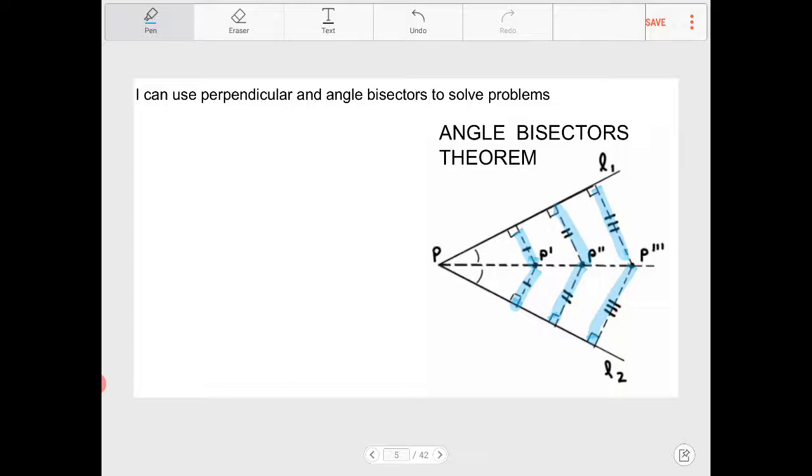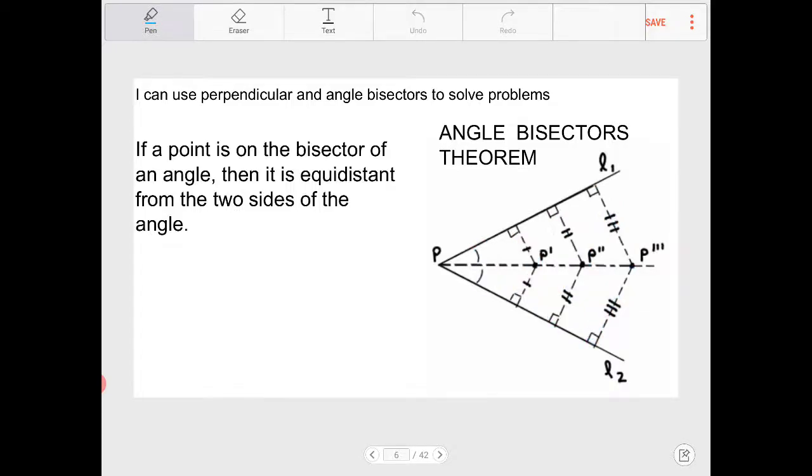There's like overlapping right triangles, one following another. Okay, and yes, we have these two angles that are going to be congruent. Okay, so what does the angle bisector theorem say?